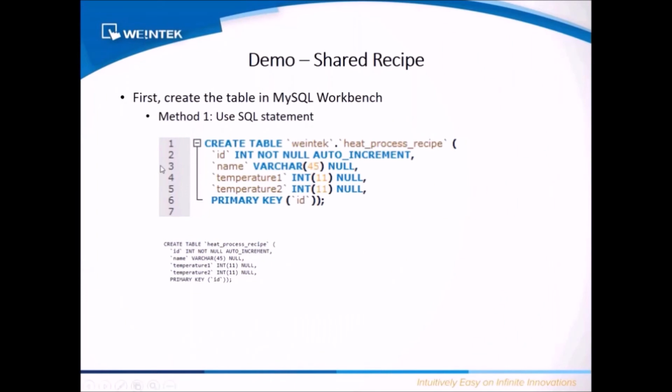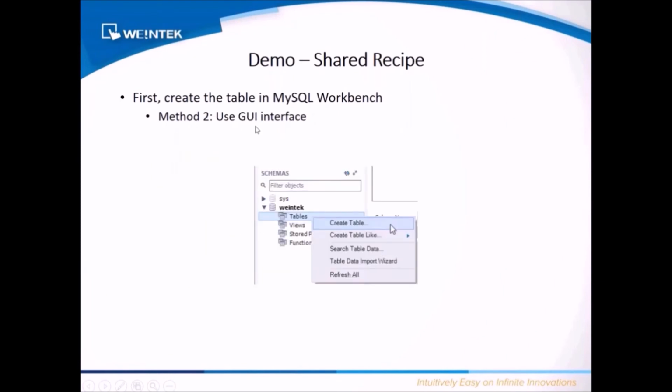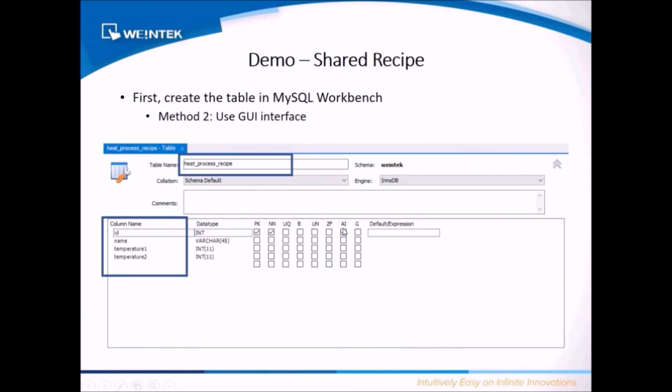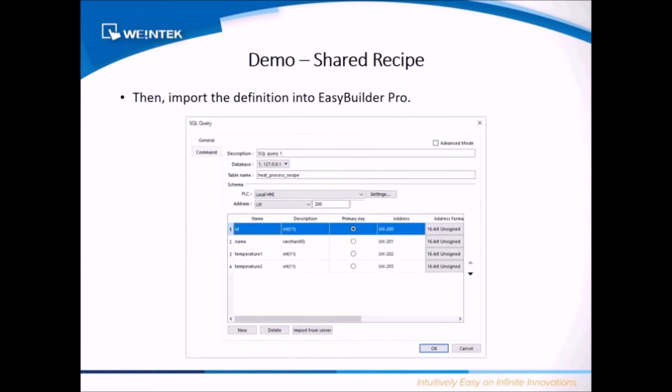Okay. So for shared recipe to work, you have to first create a table in MySQL. You have a first method: you can use an SQL statement to create a table, or you can use MySQL Workbench to create the table using a GUI interface. So create a table, fill in the table name and the column names in MySQL Workbench, and create the corresponding table. And then in EasyBuilder Pro, you can open up the SQL Query and click import from server to import those data for you.